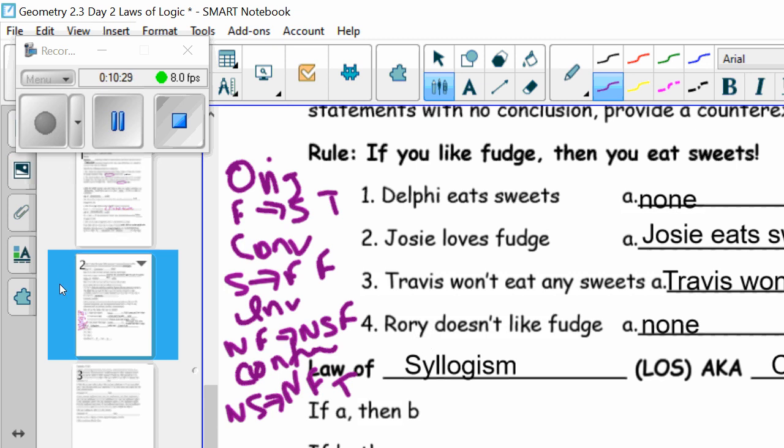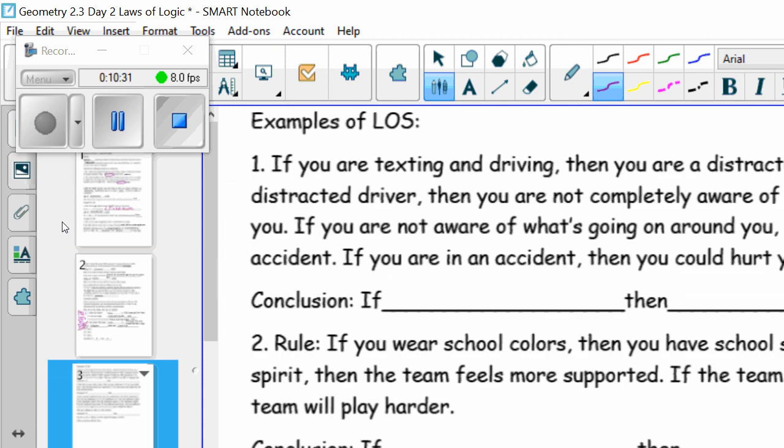All right, so let's look at some law of syllogism examples. So examples of LOS. If you are texting and driving, then you are a distracted driver. If you are a distracted driver, then you are not completely aware of what is going on around you. If you're not aware of what's going on around you, then you may be in an accident. If you're in an accident, then you could hurt yourself or someone else.